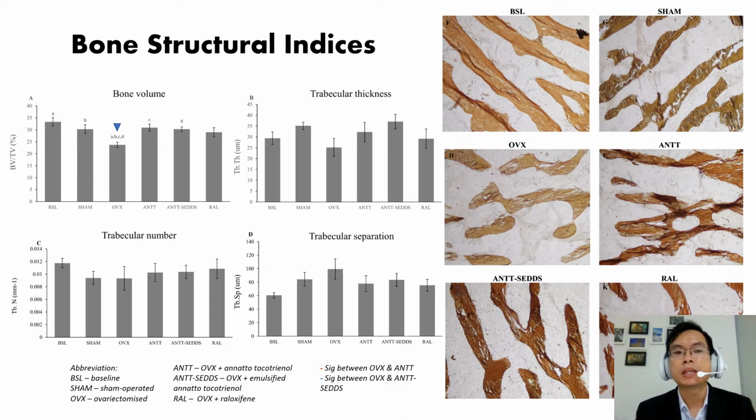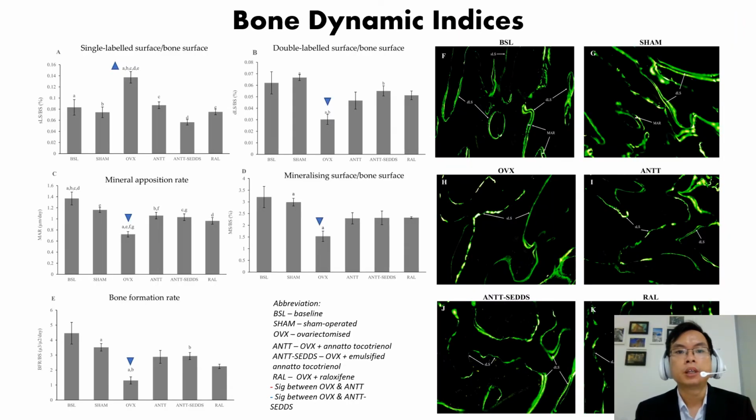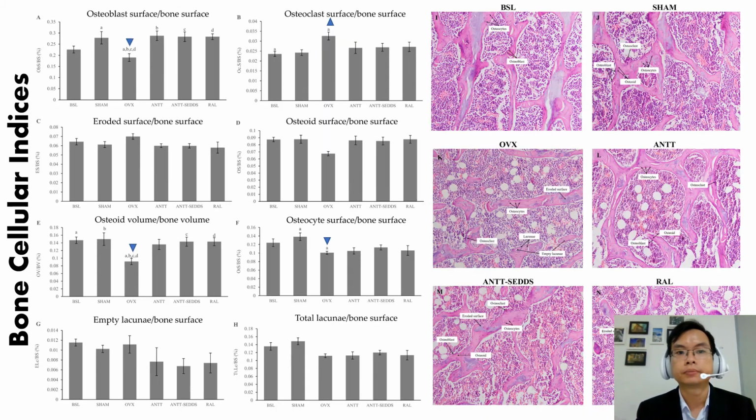In the results, we observed that with castration, there is a decrease in bone volume, but annatto with or without SEDDS prevented the reduction in bone volume. In bone dynamic indices, we observed negative changes with castration, and annatto with or without SEDDS prevented the increase in single label surface and the reduction in mineral apposition rate. However, only annatto formulated with SEDDS increased double label surface and also increased bone formation rate.